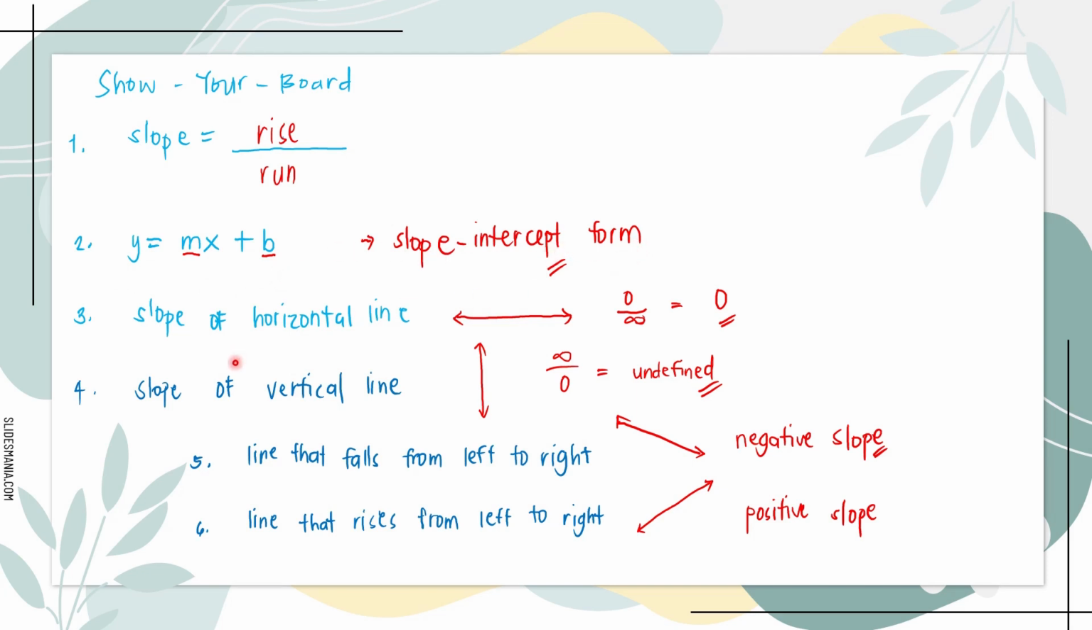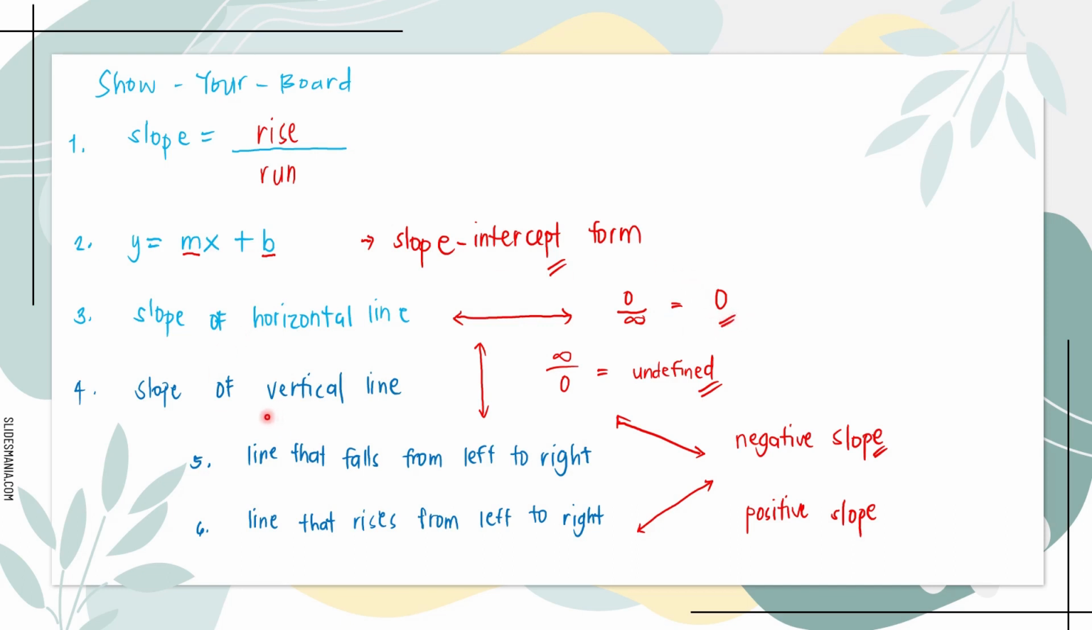Talking about the slope of different types of lines, for a horizontal line, we have this graph, and the slope is equal to 0. Simply because the rise is constant, there is no steepness, so that is 0, over infinity, since this line extends in both directions. 0 divided by any number is 0. Thus, the slope of a horizontal line is 0.